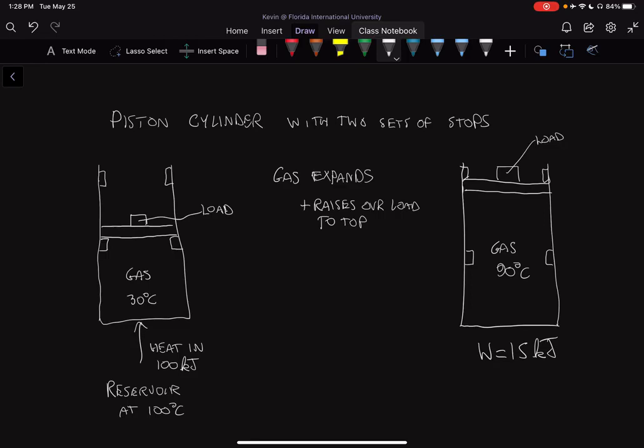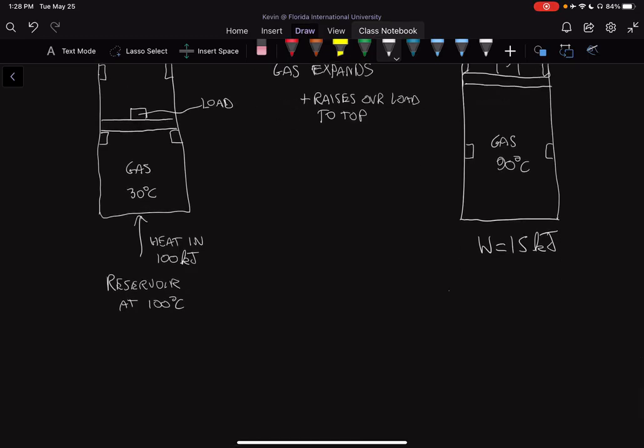Now, the amount of heat supplied to the gas, so Q in, was greater than the work. Where does the rest of the energy go to? The rest of the energy went to excess heat. So the 85 kilojoules went to excess heat.